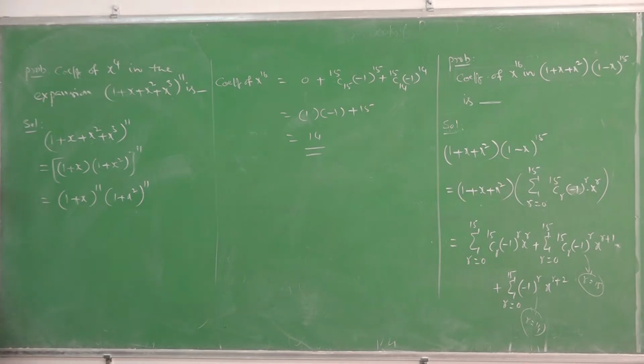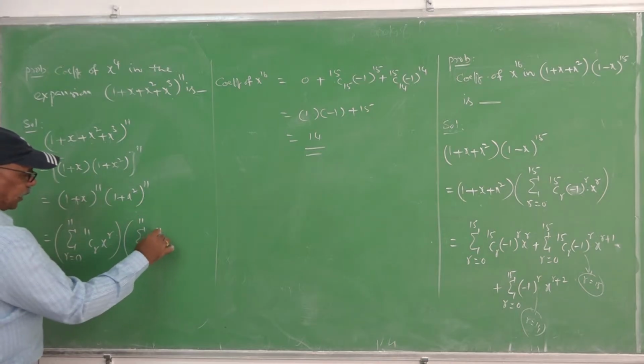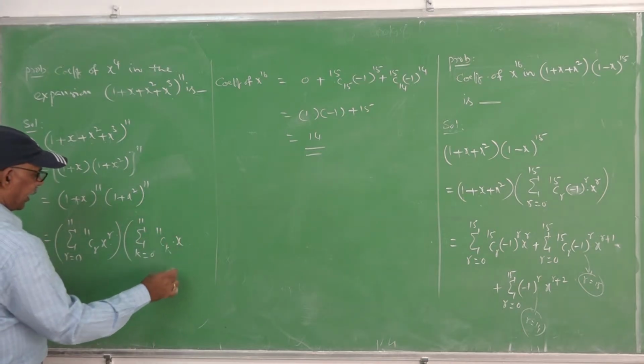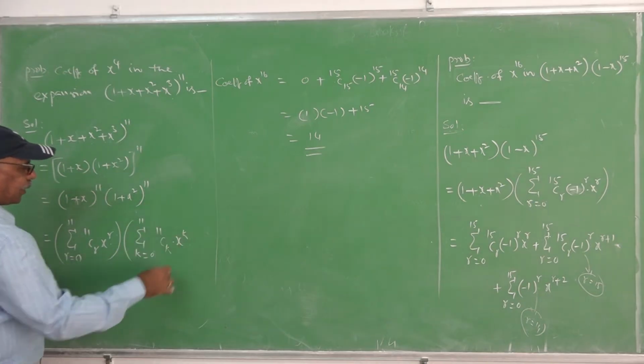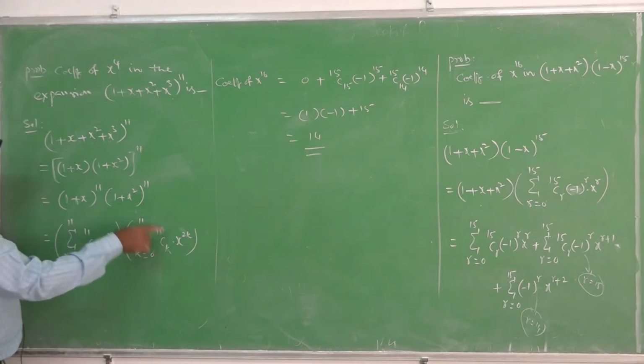Now write the expansions here. (1 plus x) whole power 11 is sigma r equal to 0 to 11, 11C r, 1 power 11 minus r, x power r. This is one expansion, into this is sigma k equal to 0 to 11, 11C k into x power k, x square whole power k, that means x power 2k.